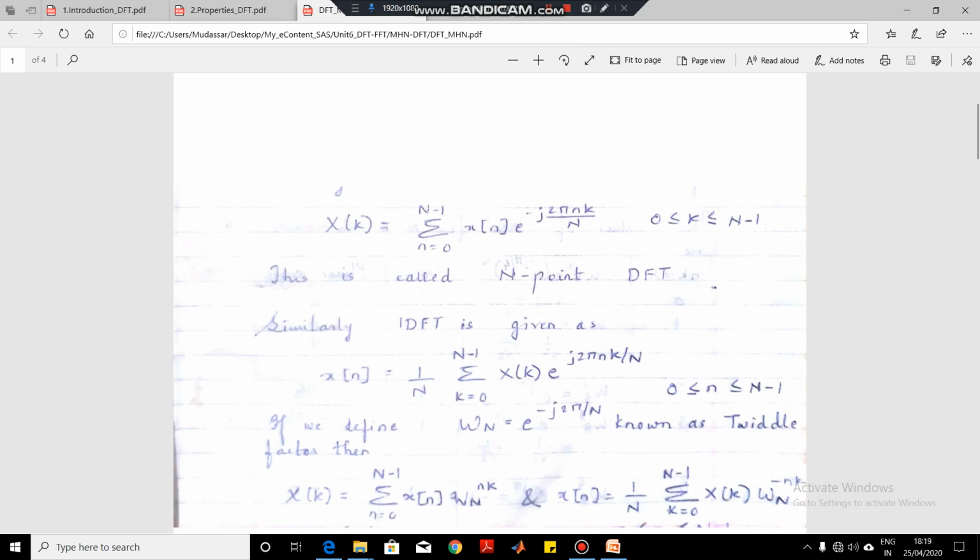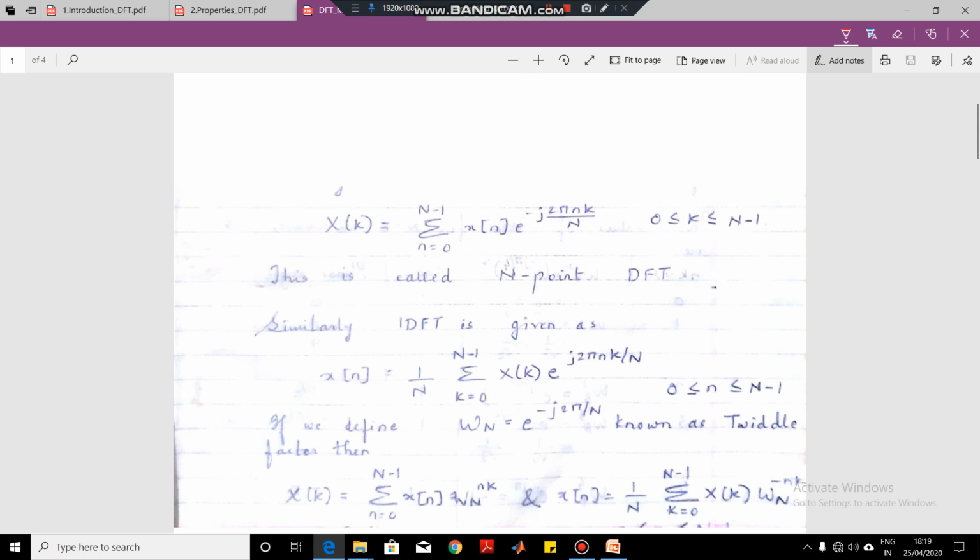Now there is another method which is called the matrix method for computing DFT. So in this lecture we will be talking about this matrix method for computing DFT. But before going to the matrix method, let us try to understand some important concepts related to DFT. So this is the formula for DFT X of k, which we had previously seen, and this is called the N point DFT because the length of the sequence is N.